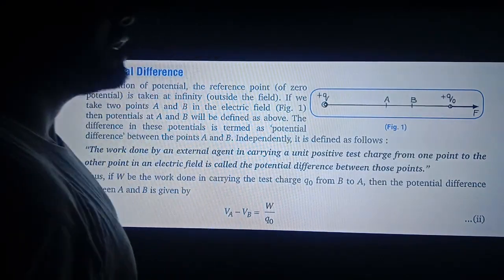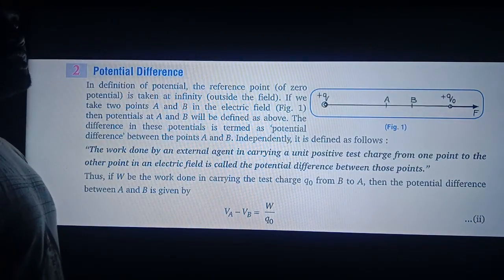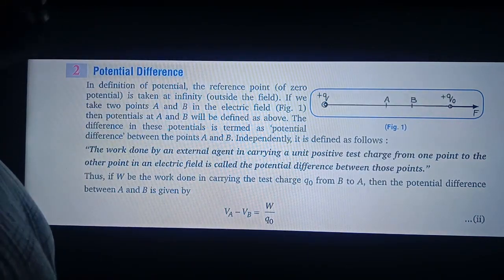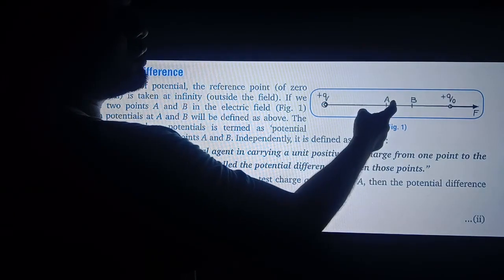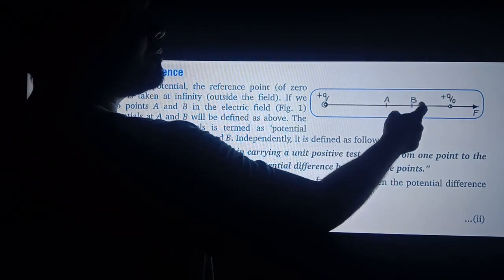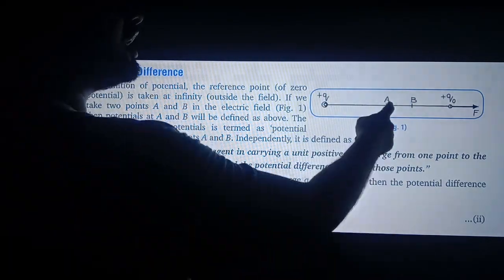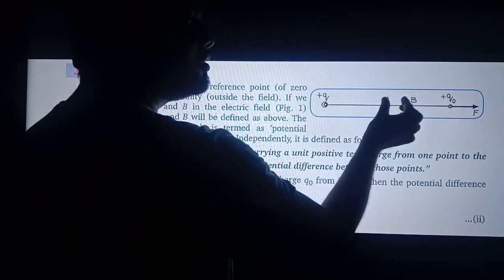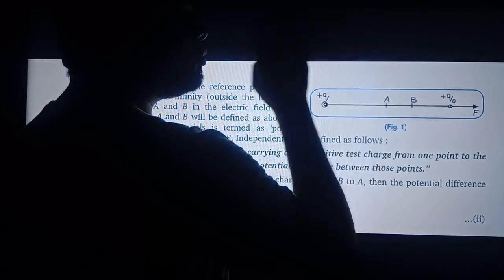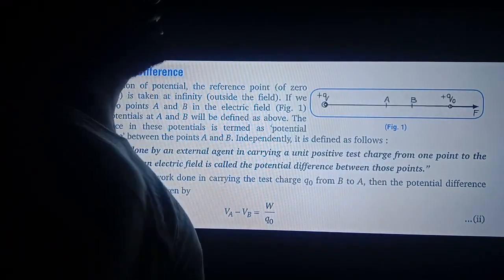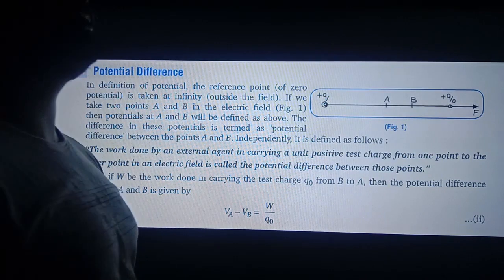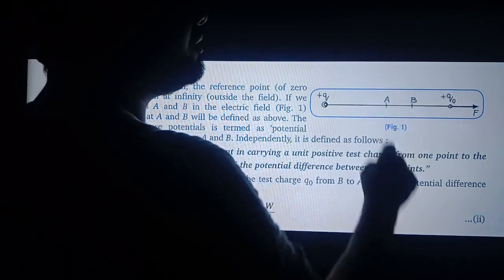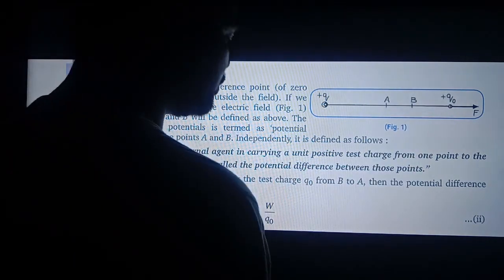point. Now if you have to find out the potential difference between A to B, so what do you have to do? You have to find out the potential at point A and the potential at point B. So what is the potential at point A? VA is equal to the amount of work done to bring the charge from infinity to point A, that is WA. Then the potential at A will be WA upon Q naught. Similarly, what would be the potential at B? That will be WB upon Q naught.